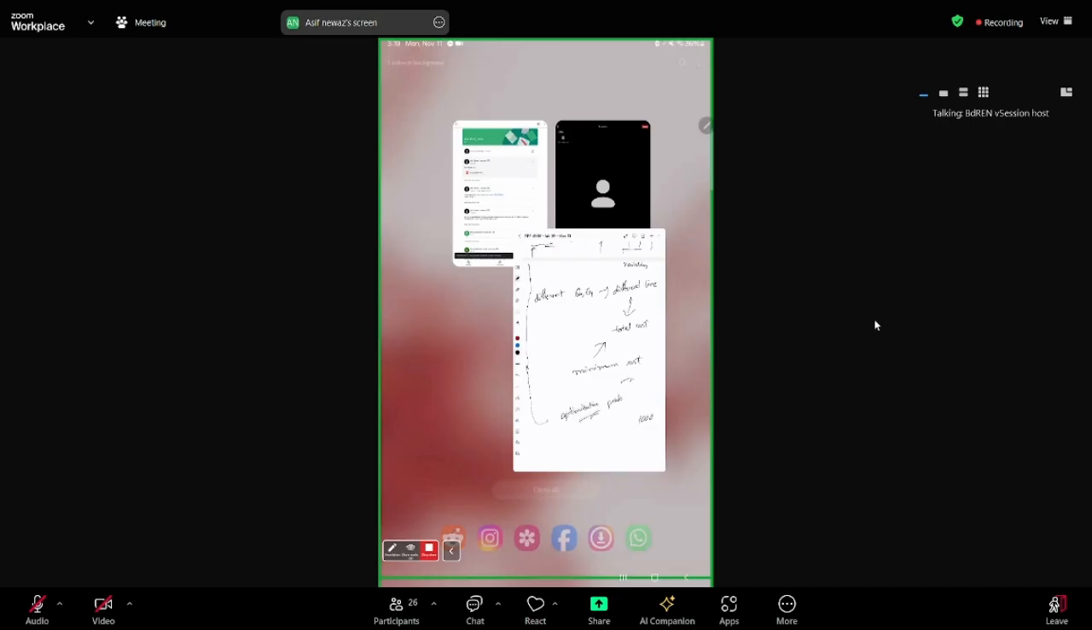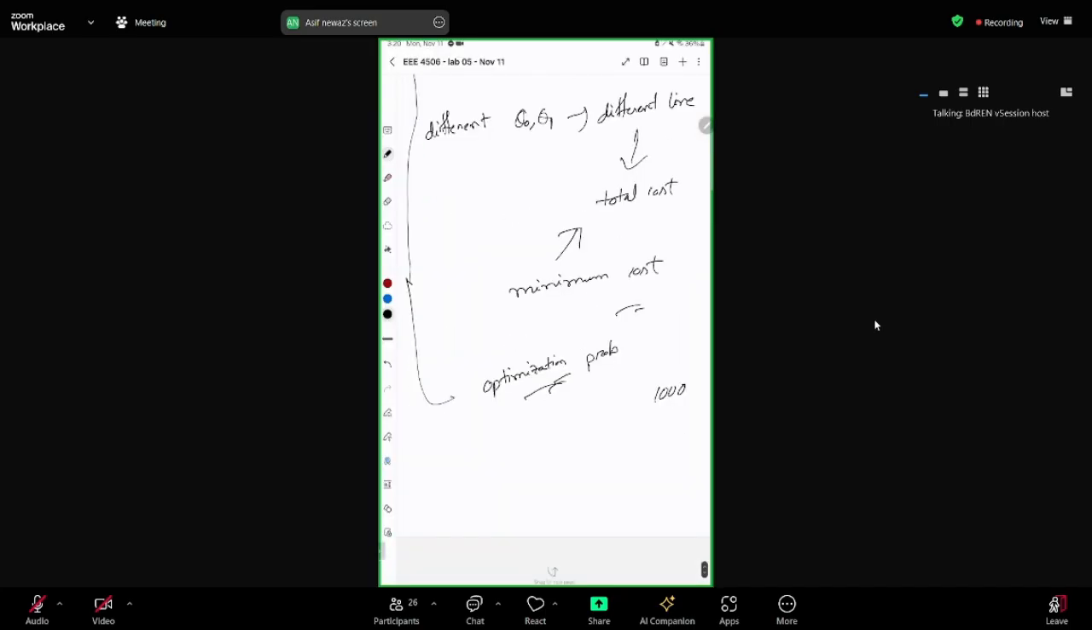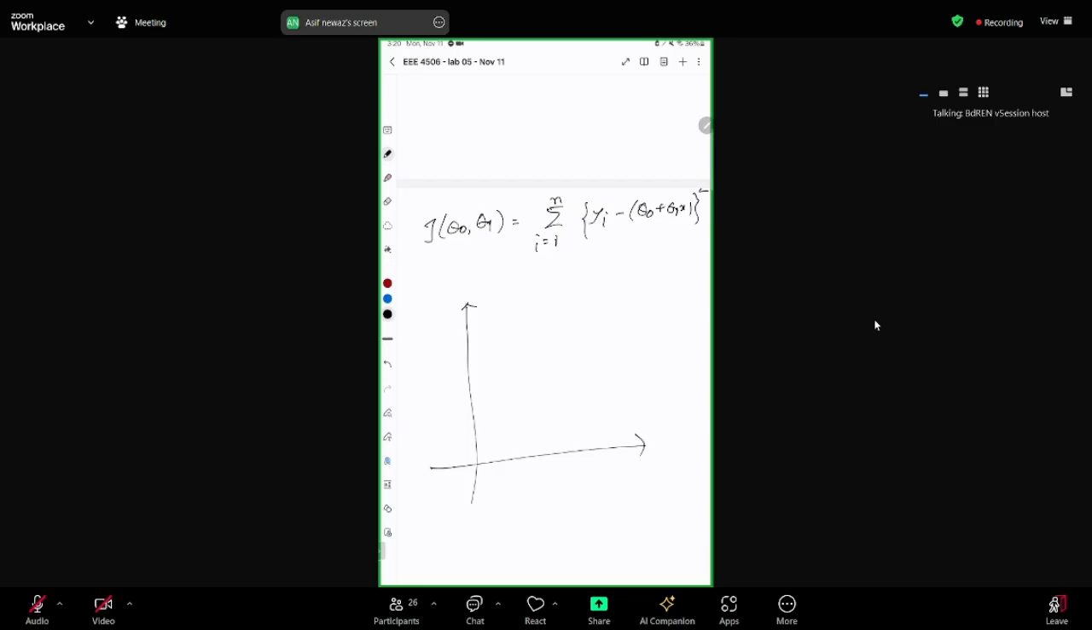Okay, so this is now an optimization problem. I have this equation, say J of theta 0, theta 1, with two dependencies, theta 0 and theta 1, that equals the summation of i equals 1 to n of y_i minus (theta 0 plus theta 1 x). Now we have to find values of theta 0 and theta 1 so that we can get the minimum value.